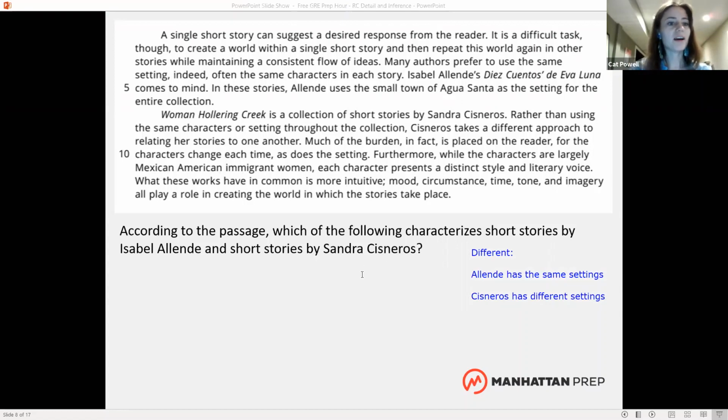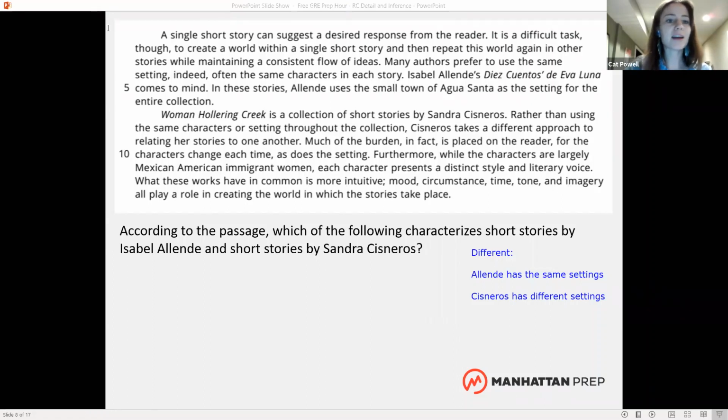Yeah, Clarice has put it nicely too. Where Isabel Allende has more consistency, like she's setting all her stories in the same town, with Sandra Cisneros we're getting different characters, different settings. There's a lot of change between them. Each character presents a distinct style. There's a lot of changes.